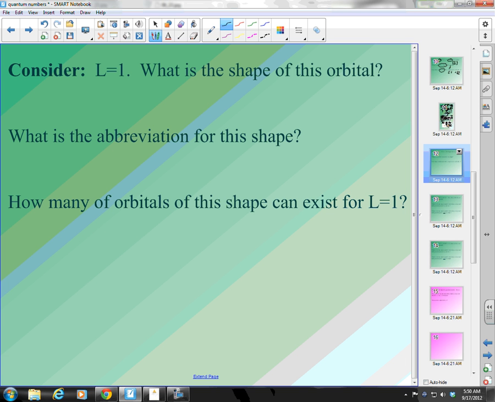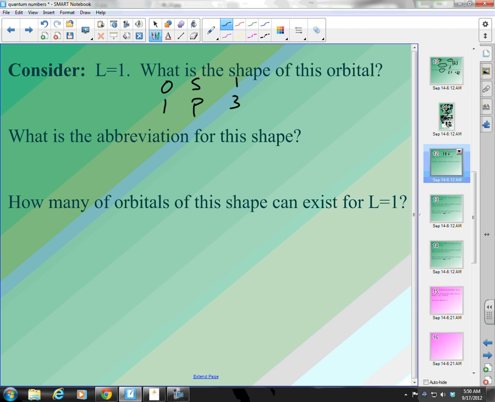All right, what did you get? Well, I always like to start with L equals 0, L equals 1. When L is equal to 0, it's always a sphere. When L equals 1, that means it is a P. How many spheres would I have when L is equal to 0? 1. How many P's? 3. So let's answer our question.